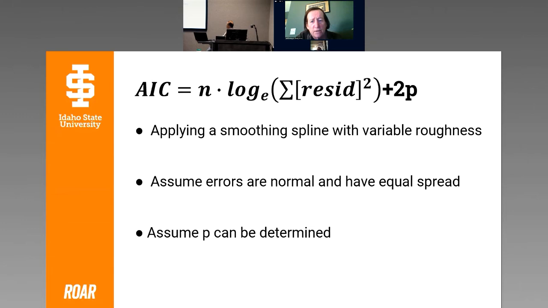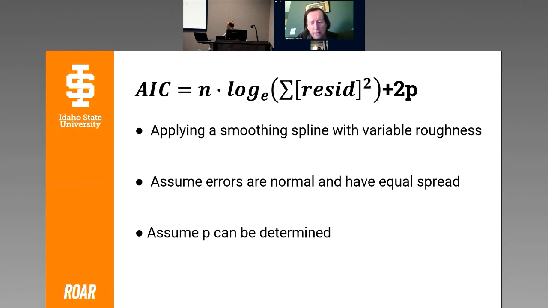We're assuming the errors are normal and have equal spread, which they do. And for any use of AIC, you must be able to estimate P, and this smooth spline in R gives you an estimate of P. So P controls the smoothness. If P is small, it's a very smooth curve. If P is large, it's a very rough curve.